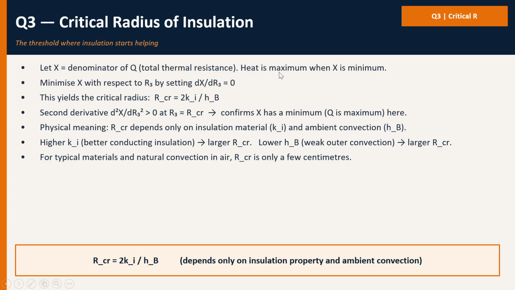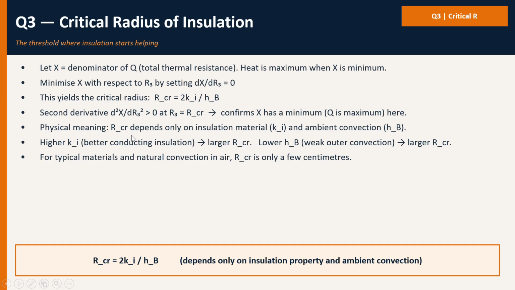Then we just have to use basic algebra. We have to minimize x with respect to R3, so dx by dR3 equals 0. By solving, we get the critical radius equals ki divided by hb. We also found the second derivative to prove the above, which is positive. Therefore, x has a minimum here.